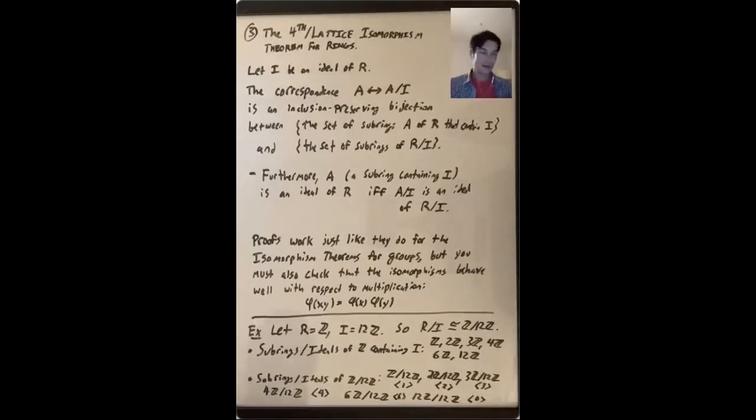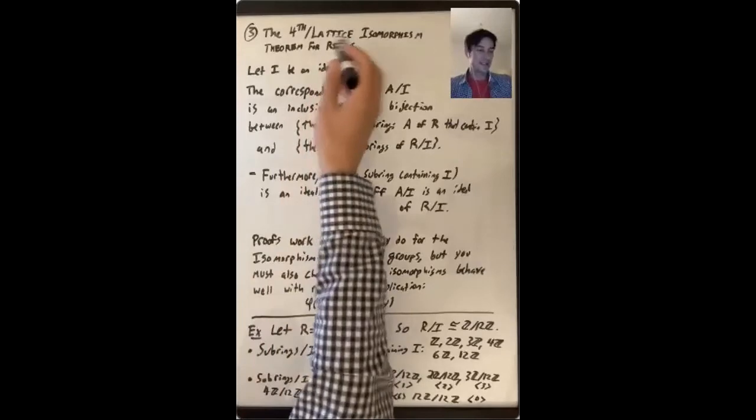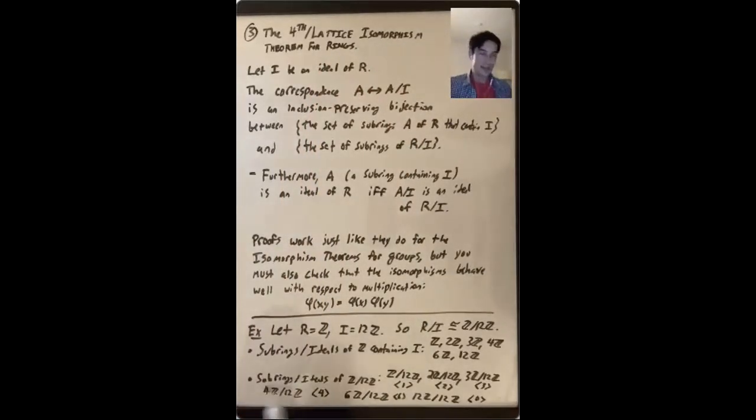Okay, let me give one example of this lattice isomorphism theorem just to show you how this correspondence works. So let's take R equals Z, I equals 12Z. So what is R mod I? It's isomorphic to Z mod 12Z. This is one of the examples we've already seen, where this is the usual ring of residue classes mod 12.